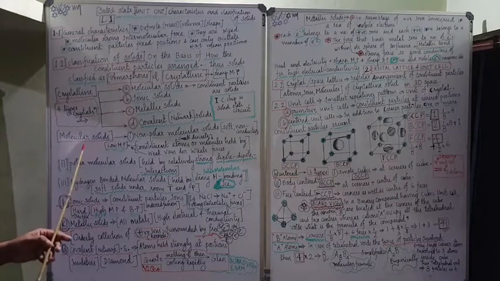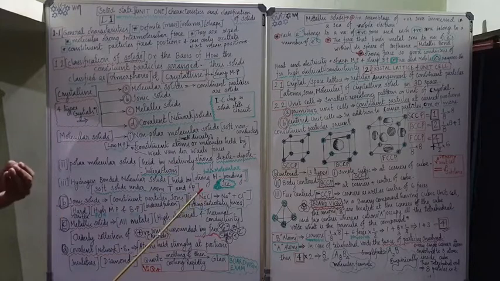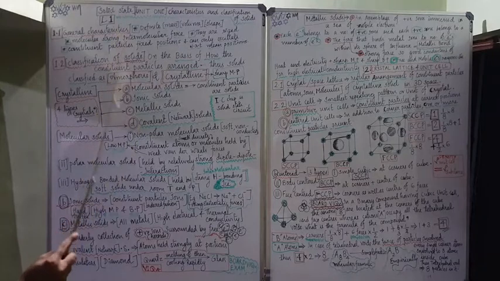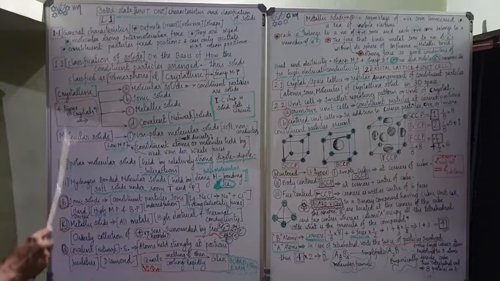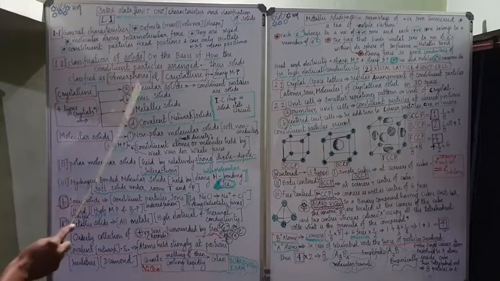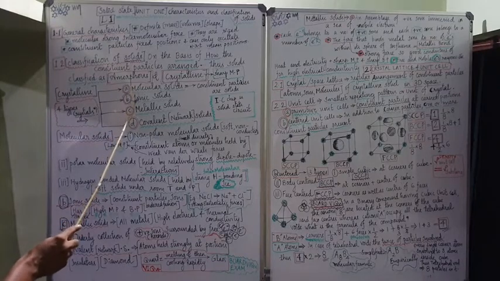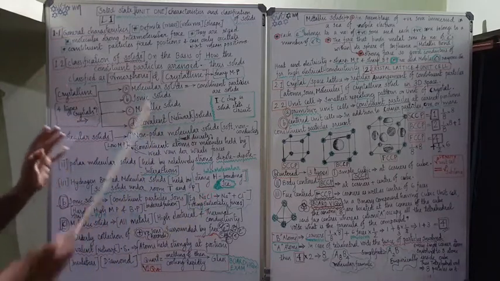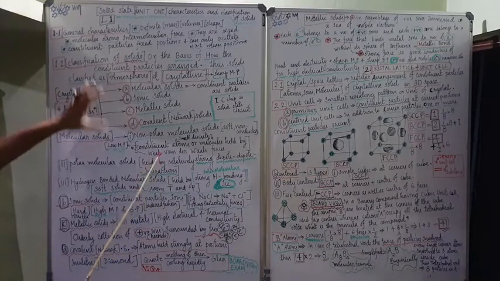I will make you understand this with the word MIC, like a microphone mic: molecular solid, ionic solid, and covalent solid. Then again one M comes: MICM. That is molecular solid, ionic solid, covalent or network solid, and then metallic solid. MICM is the acronym, the memory trick to understand that.